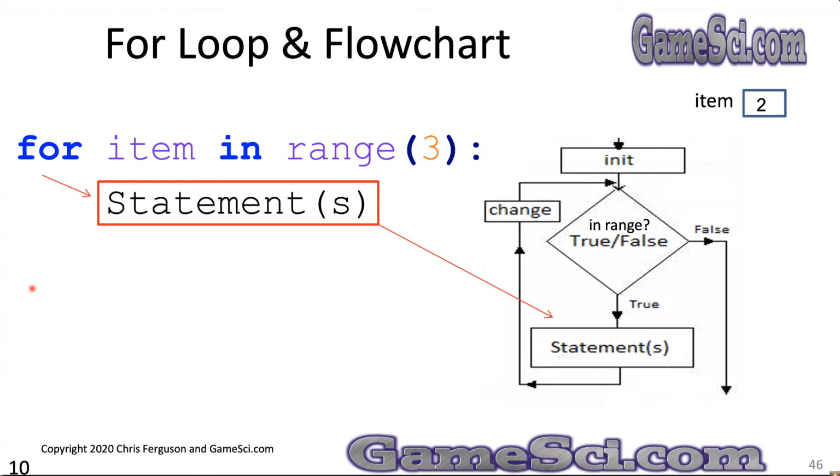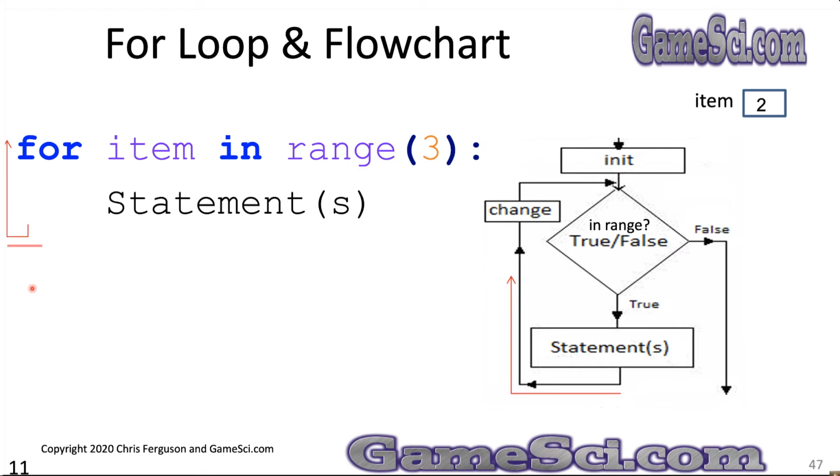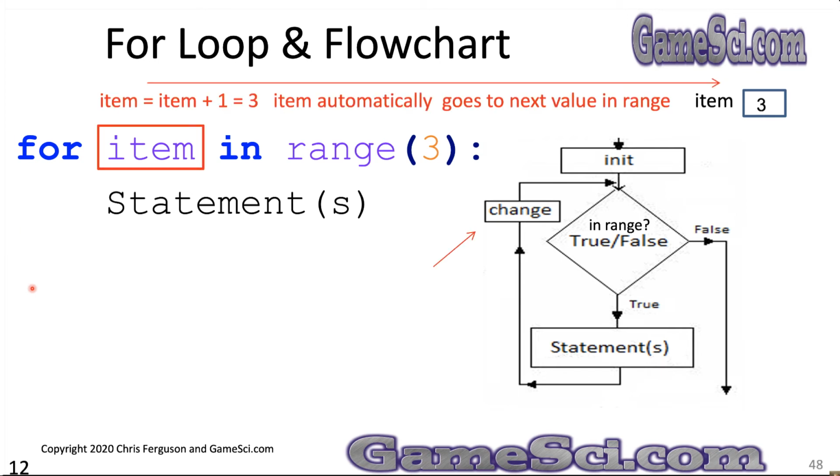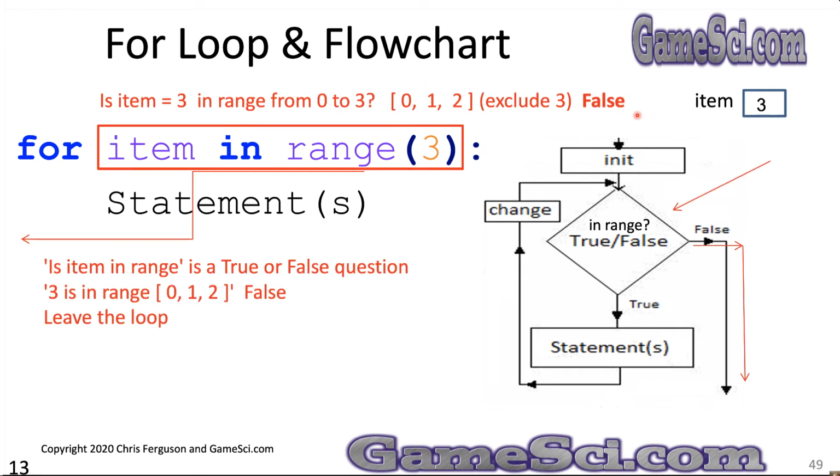And the code executes in the for loop. We loop back up to do the for loop again. And we bump item. Again, see that little change right there? This is sort of a hidden thing that Python does for us. It bumps item to the next value in the range. Item plus 1, which is the default behavior, will bump it to 3. Item automatically goes to the next value in the range, 3, but guess what?